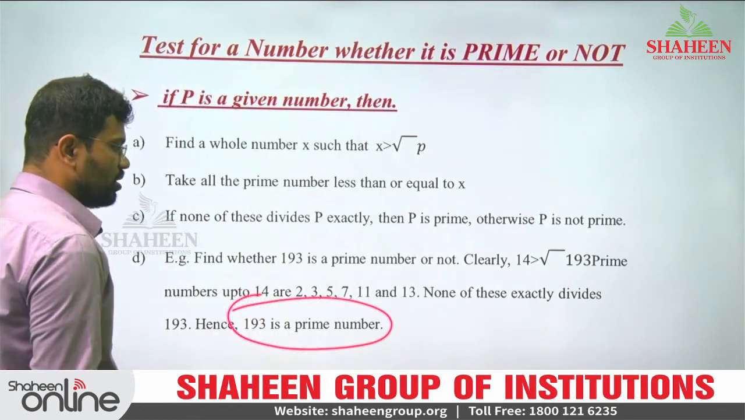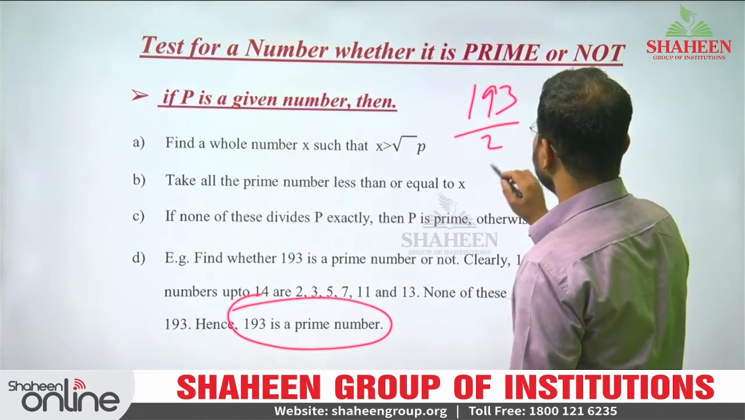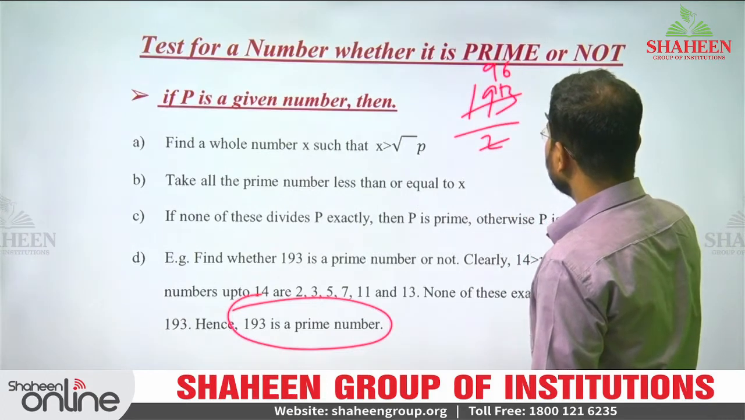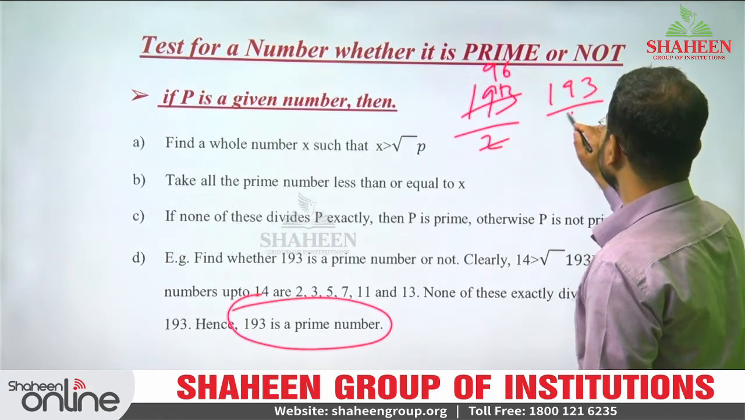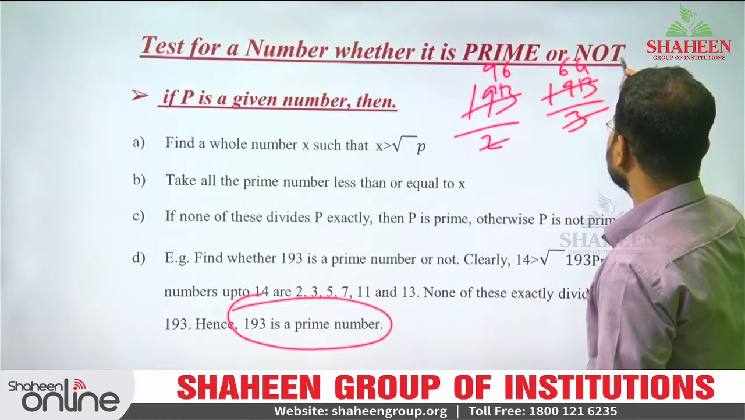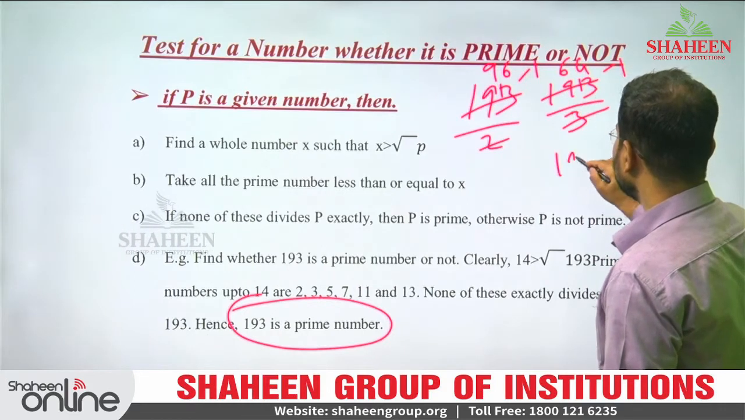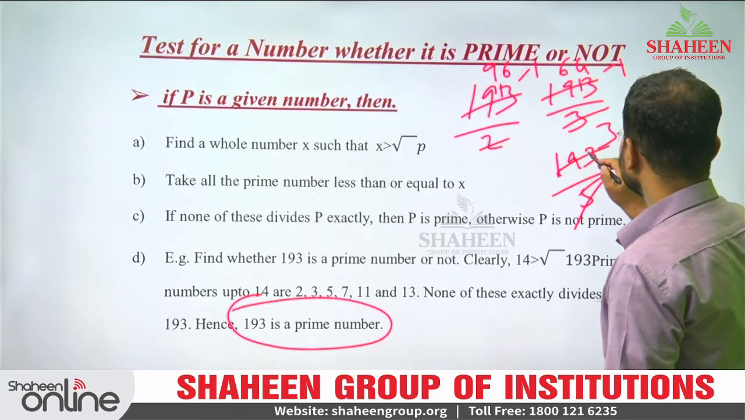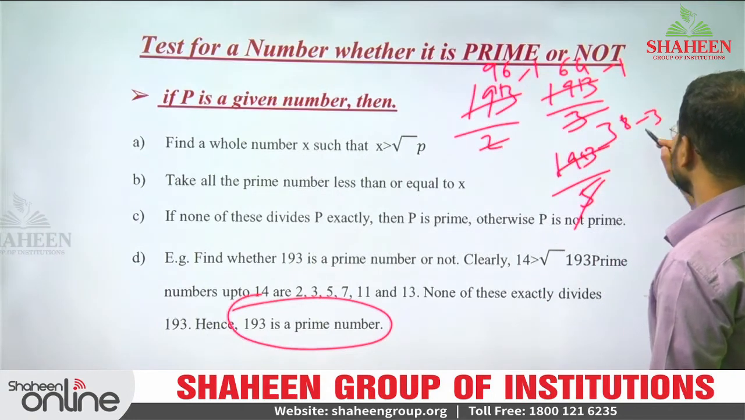If you work it out, look here. 193 divided by 2: 2 9s are 18, 2 6s are 12, the remainder is 1. Again, 193 divided by 3: 3 6s are 18, 3 4s are 12, again the remainder is 1. Again, 193 divided by 5: 5 3s are 15, 5 8s are 40, the remainder is 3.